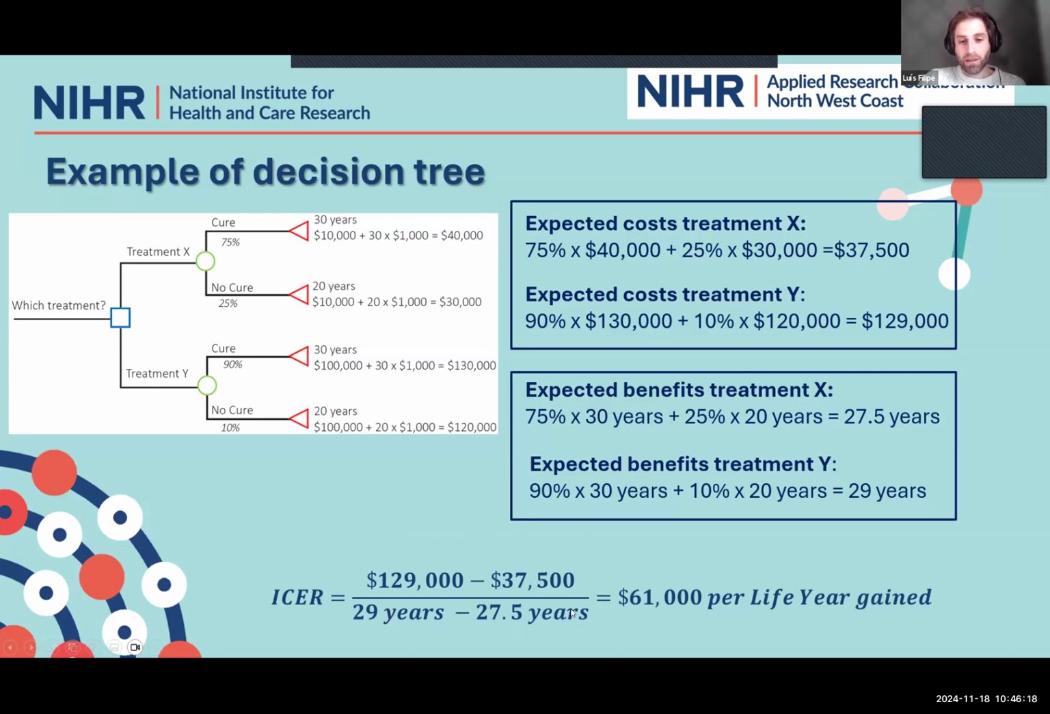And then you can divide it by the extra effectiveness. You live more under treatment Y, so you can do 29 minus 27.5, and you get the difference. You divide the difference of the costs by the difference in the effectiveness, and you get your cost per effectiveness. So in this case, each life year gained is going to cost $61,000. And that's how an economic evaluation would be done under a decision tree. So any questions? It was a little bit fast, but do you have any questions?